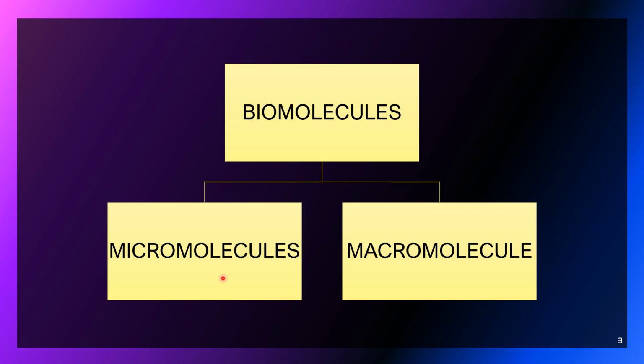Micromolecules are mainly composed of sugars, fatty acids, amino acids, nucleotides, vitamins, hormones, neurotransmitters, and primary and secondary metabolites. The sugars, fatty acids, amino acids, and nucleotides are the four major families of small biomolecules, or micromolecules. In case of macromolecules, they are the biomolecules which have a higher molecular weight, and they are mostly the polymers of the micromolecules. They include proteins, carbohydrates, and nucleic acids.